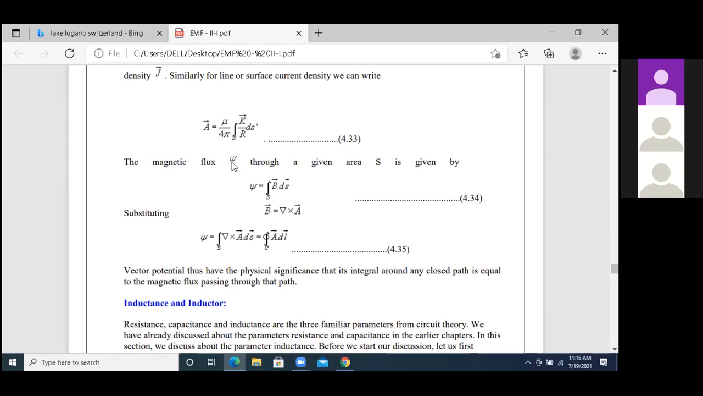But anyway, you will arrive at this, where the magnetic flux is the integral of B dot ds, which is where we want to arrive at.